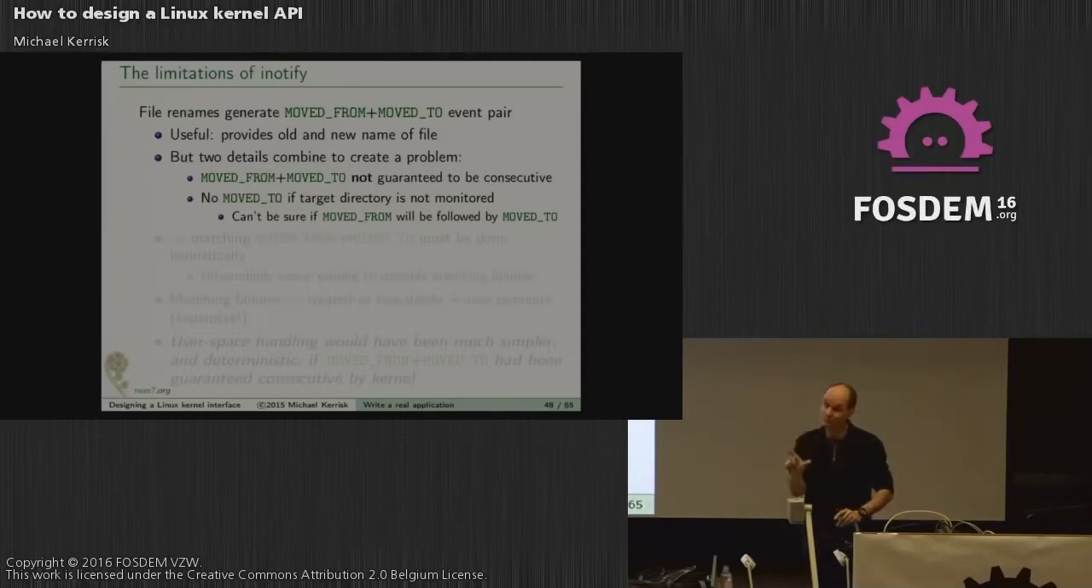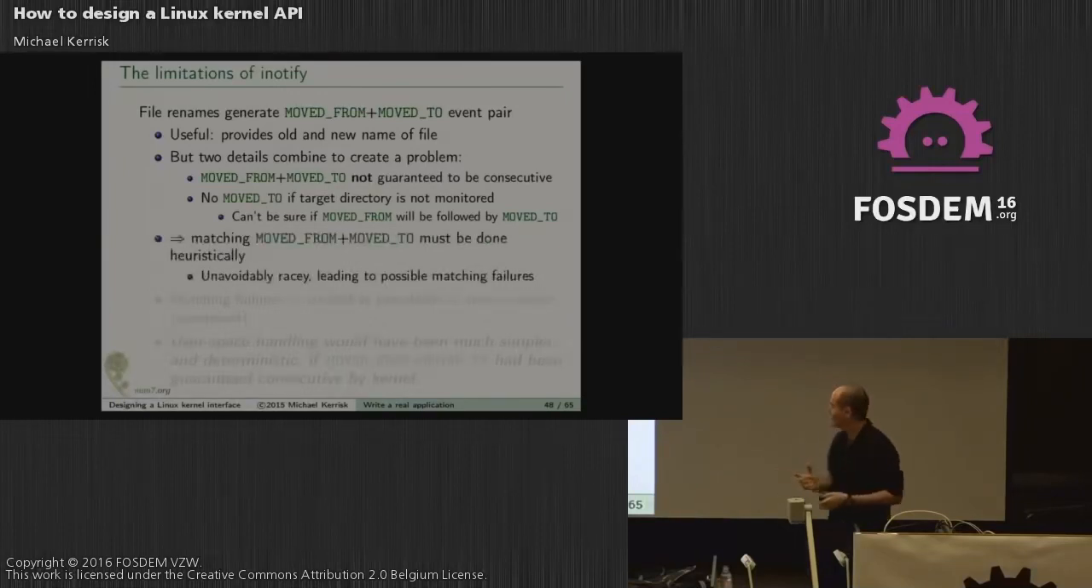In that case, you'll only get the move from event, but there won't be a moved to event. And you don't know in advance. So what you've got to try and do is match these two events up to see, well, I got a move from event. Did it move to another directory? Was there a move to another directory that I'm monitoring? And of course, the two events are not contiguous. They may not even arrive in the same read buffer. You might have to do another read from the inotify file descriptor to get the event, which may not even be there. So you've got to do reads with timeouts.